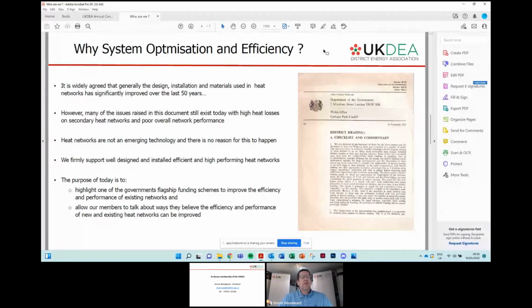So as I said, the purpose of the day is to highlight the government's flagship scheme, which is the Heat Network Efficiency Scheme, which Alex will be talking about, and then allow our members to talk about ways they believe efficiency and performance of new and existing networks can be improved. Okay, next slide, please, Tom.